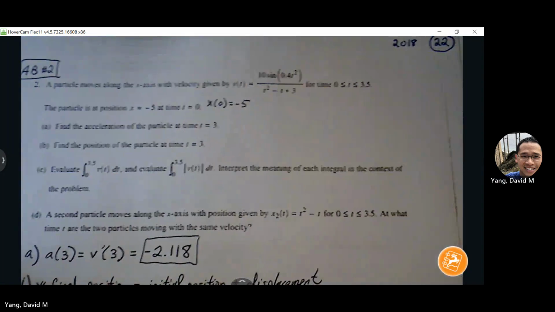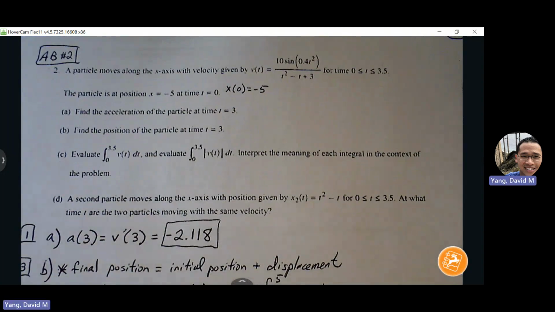Okay, number two. I think you'll find number two pretty straightforward. A particle moves along the x-axis, and velocity is given by v of t. The particle is at position x equals -5 at time t equals 0. Find the acceleration. Acceleration is the derivative of velocity, so you make the calculator find the derivative for you.